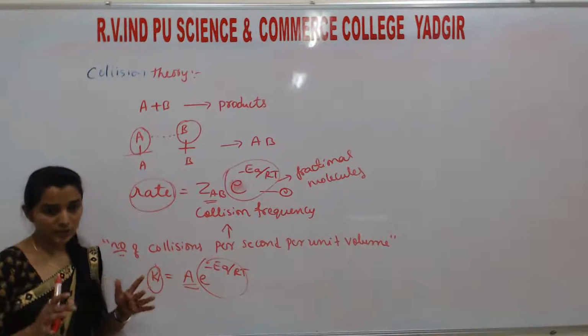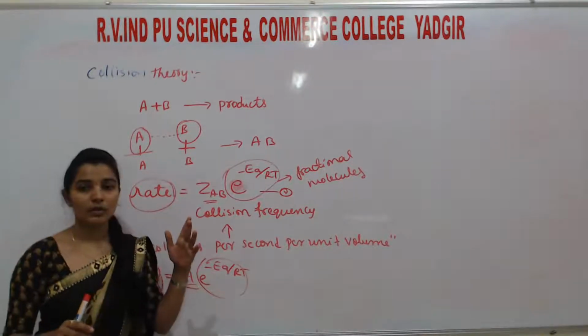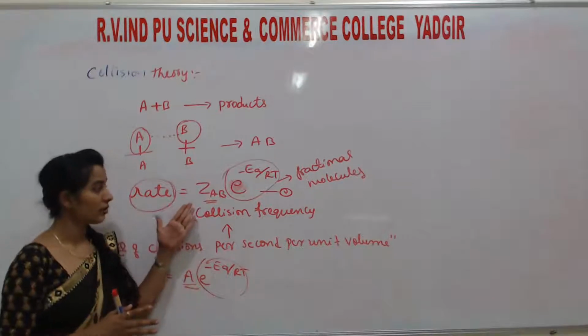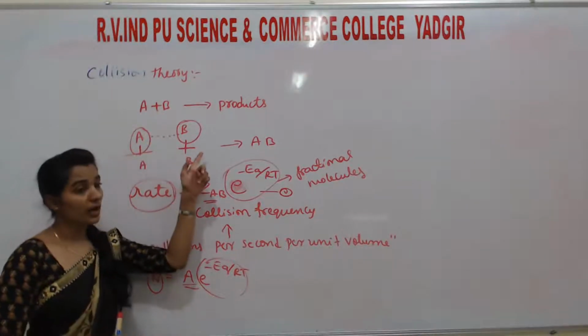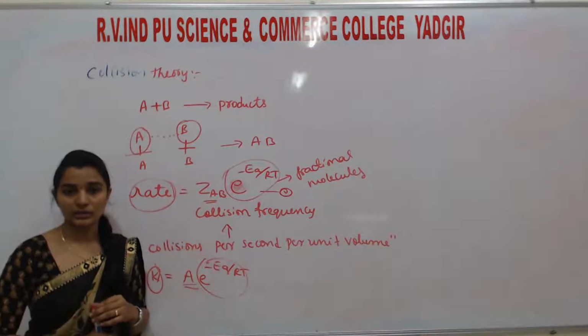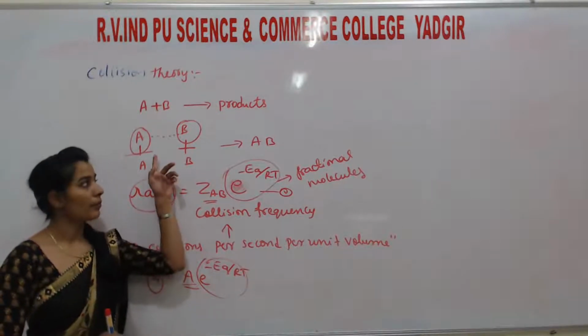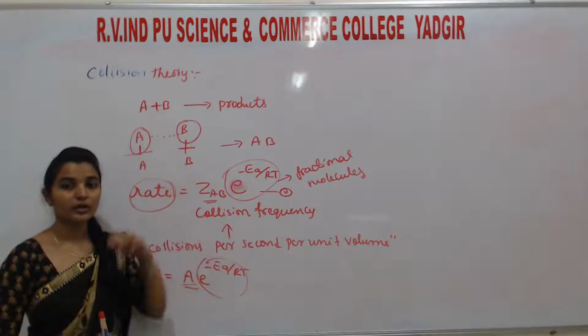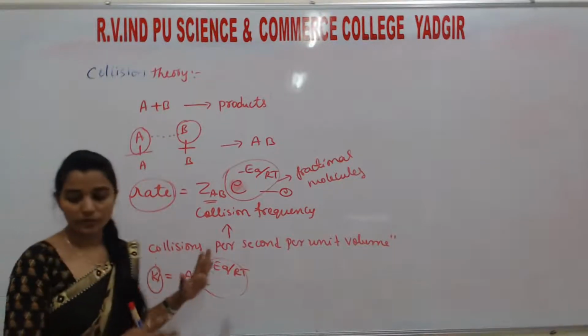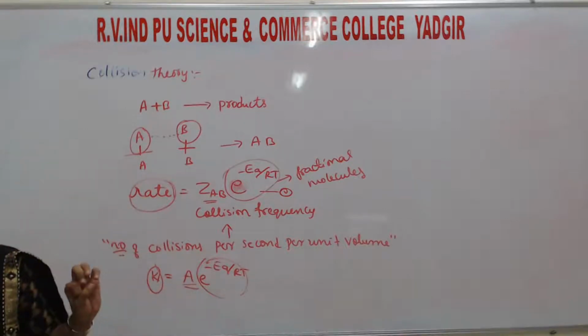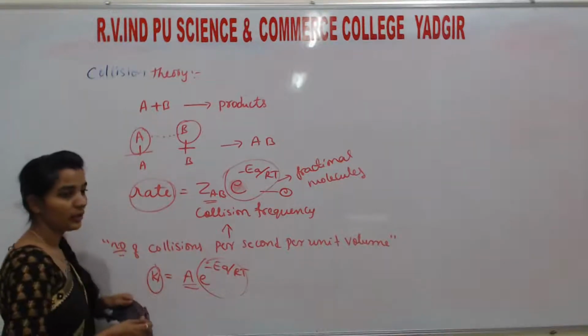If effective collision forms, then more product is formed. The first condition is that it should have the minimum, sufficient amount of energy, called threshold energy, and also it must have a proper orientation to form a bond between the two different reacting molecules. So this is all about collision theory, and this completes the theoretical part of the chapter.